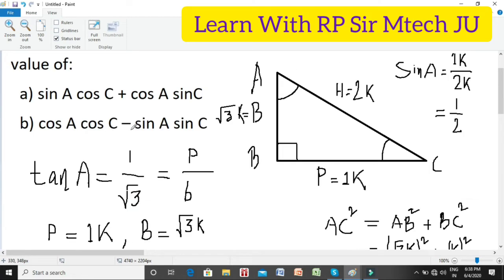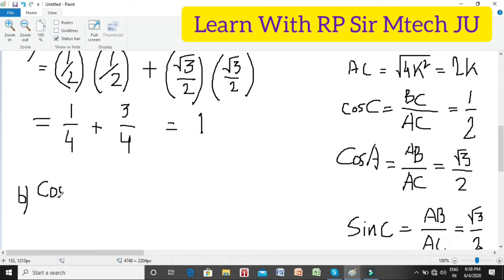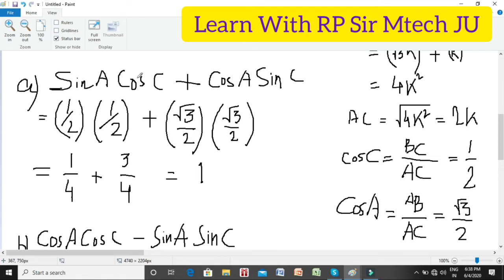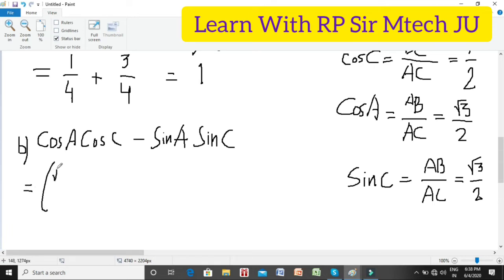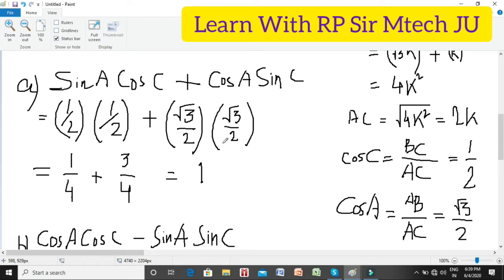So what is question number B? Cos A cos C minus sin A sin C. Now we already have the values here. See, cos A, cos C, sin A, sin C, we already have it. So we just need to put the values. So cos A, we have already found out as root 3 by 2. Cos C again will be 1 by 2, minus sin A. Sin A is again 1 by 2. And sin C is again root 3 by 2.